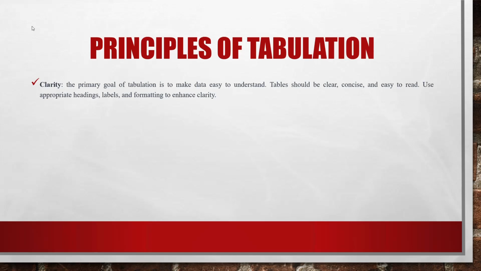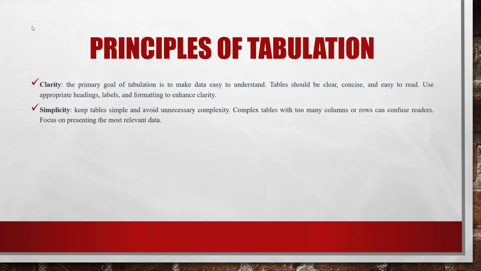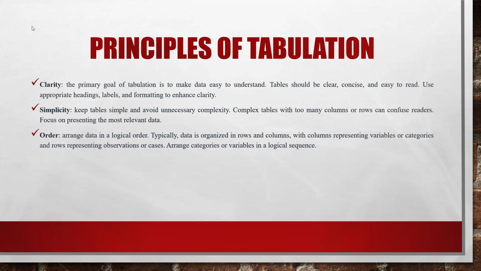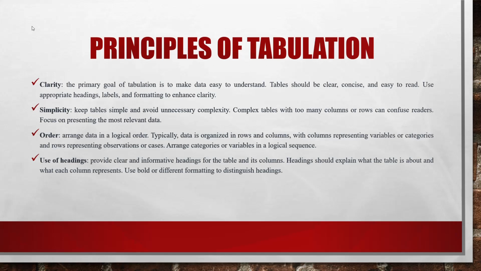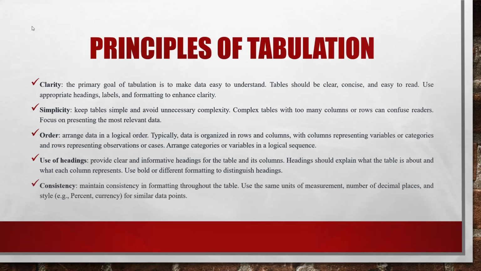The primary goal of tabulation is to make the data easily understandable. So we should be very careful about clarity, and it should be in a simple form. That means avoid unnecessary data. Then also order: the data should be arranged in a logical order. Then use of headings: as we already discussed, provide clear and informative headings for the table and also for its rows and columns.